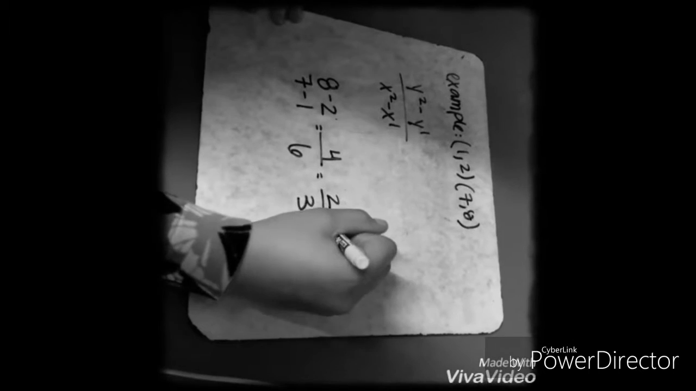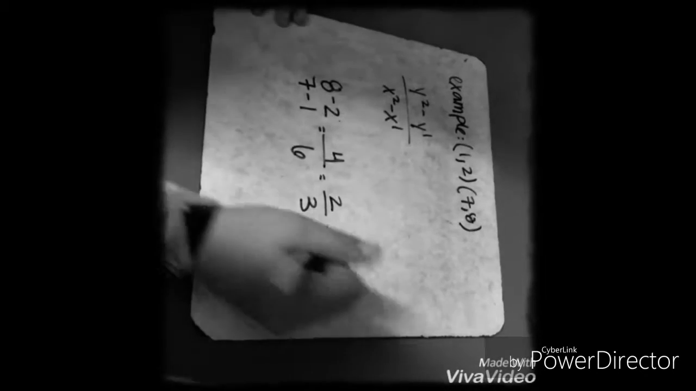Here's an example. Let's say that you have the point (1, 2) and the point (7, 8). You would put this into the form y2 minus y1 over x2 minus x1. So you would get 8 minus 2 over 7 minus 1. And when you do that, you get 4 over 6. And when you reduce that, you will get 2 over 3. And that equals m, and m is the slope.